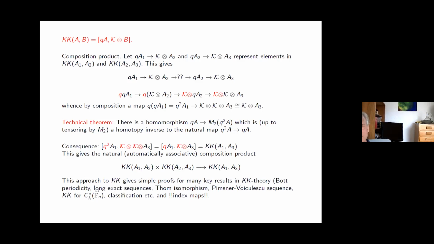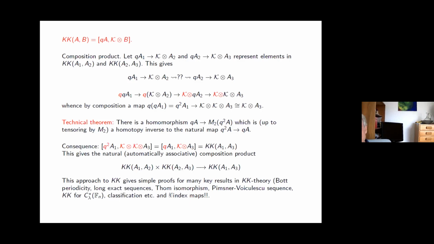So Bott periodicity, long exact sequences, Thom isomorphism, Pimsner-Voiculescu sequence, computation of KK for the reduced C-star algebra of the free group, and recently it has also been used in the classification of nuclear separable C-star algebras. So in many of these cases, you get quite simple arguments.